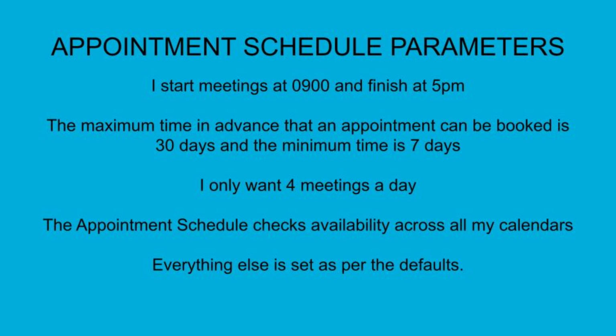For the purposes of this video, I've set up an appointment schedule called Book With Me, and it has the following parameters. And these will be important later, I promise. I start meetings at 9 o'clock and finish at 5 p.m. The maximum time in advance that an appointment can be booked is 30 days, and the minimum time is 7 days. I only want 4 meetings a day. The appointment schedule checks availability across all my calendars, and everything else is set as per the defaults.